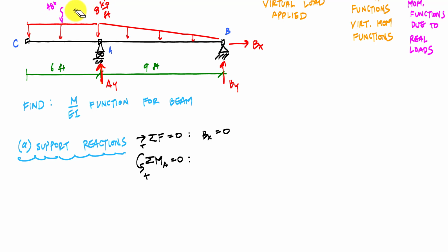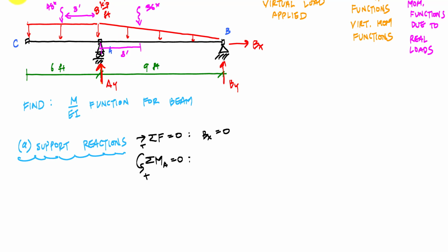That is 3 feet from A. And then for the linearly distributed portion, I'll have a resultant of 1/2 the base times the height. So 1/2 of 8 times 9, which is 36 kips, 1/3 of 9 feet from A. So this is 3 feet.